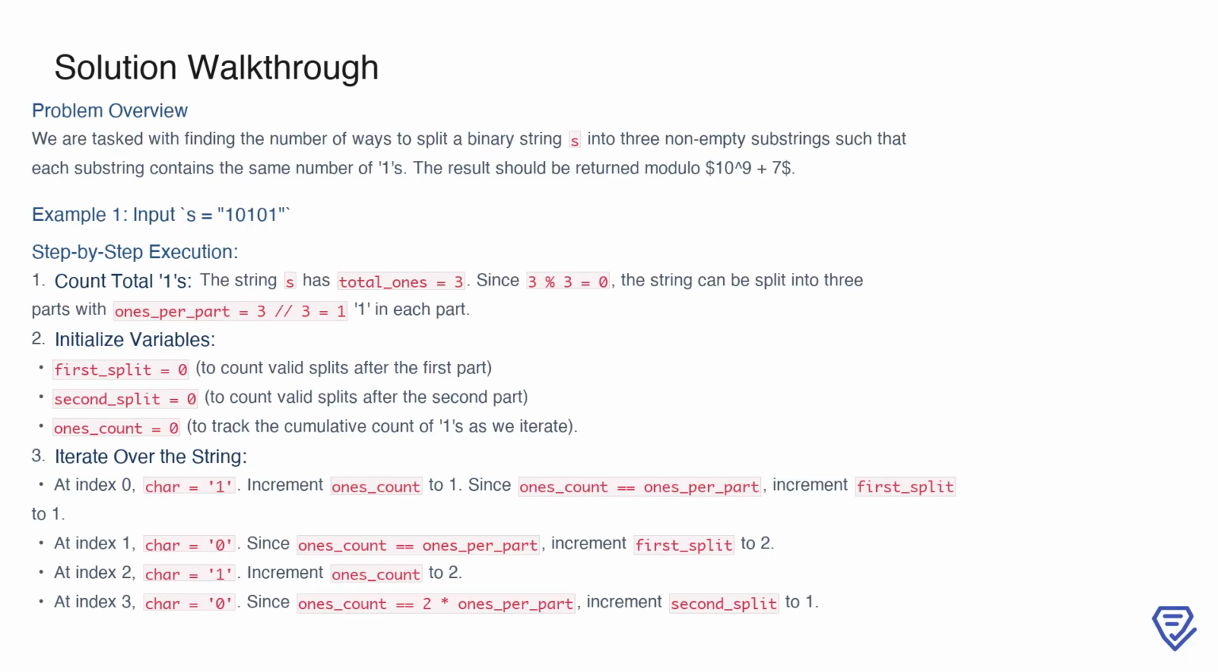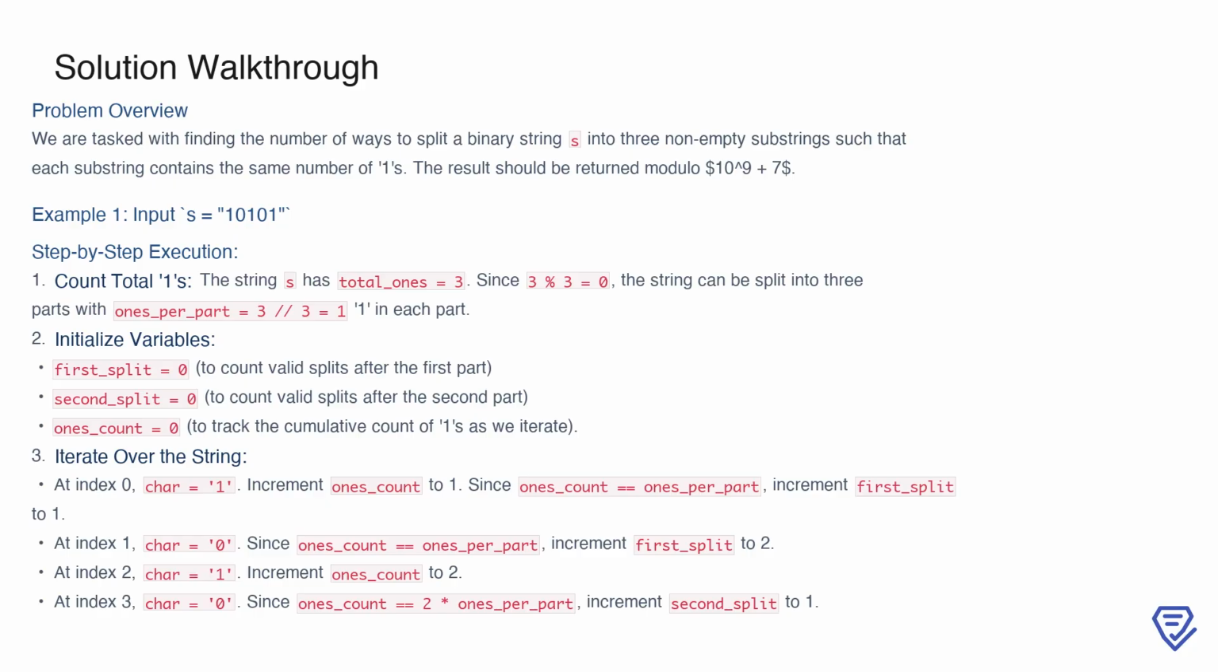To solve this problem, we need to determine how many ways we can split a binary string into 3 non-empty substrings, each containing the same number of ones. The result should be returned modulo 10 to the power of 9 plus 7. For example, consider the input string 10101. First, we count the total number of ones in the string, which is 3. Since 3 is divisible by 3, it's possible to split the string into 3 parts, where each part contains exactly 1 one.